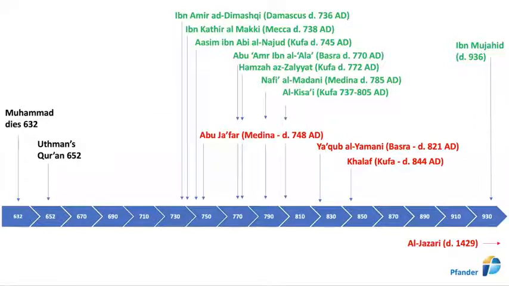Well, it's because of this guy right here, Al-Jazari. In the 15th century, 1429, he is the one that actually adds these 3 because he felt that these 3 needed to be added to the 7 to make 10, because 7 plus 3 in my book means 10. That means there are now 10 official Qurans. You add 7 to 3, you get 10.